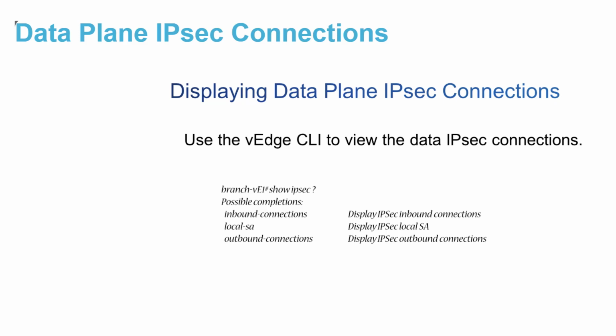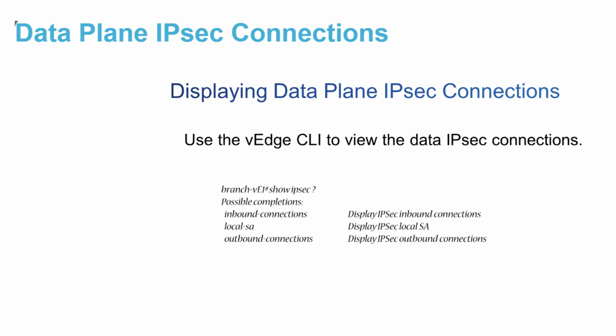Show ipsec local-sa. That's going to show me all my security association information for the IPSec tunnels that have been created for the local transport locations, the local TLOCs. This is also going to be on my vEdge routers. Here we're looking for the security parameter indices, we're looking for the SAs being established in both directions, we're looking for the encrypted and decrypted packets, the encapsulated and de-encapsulated packets, and so on.